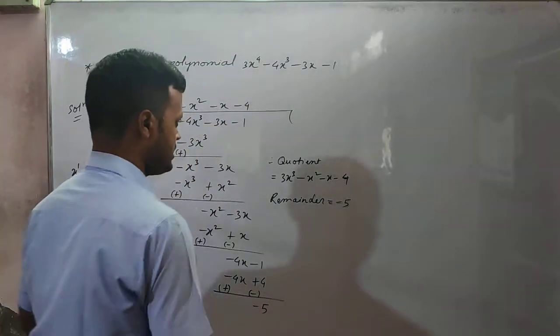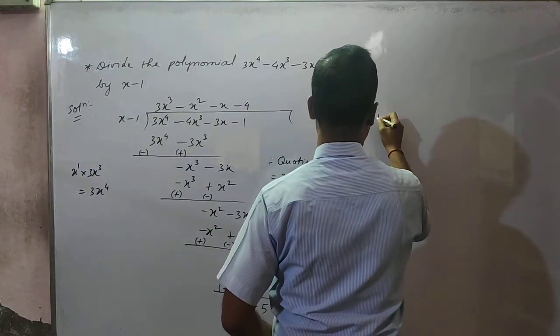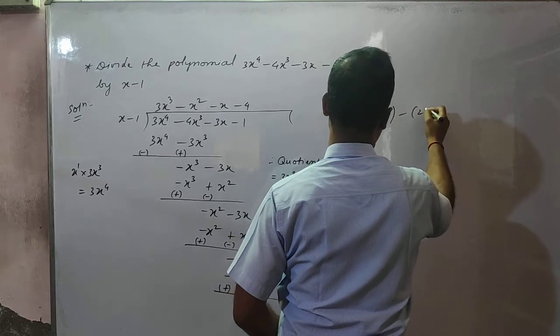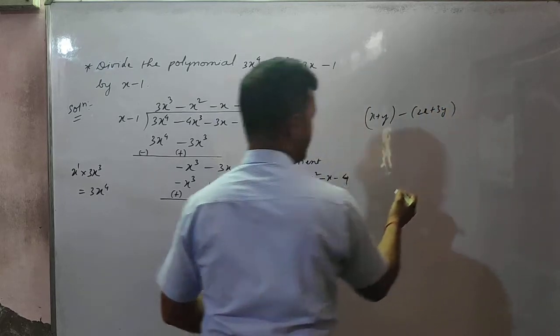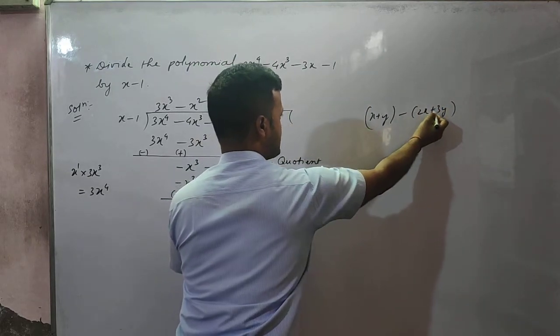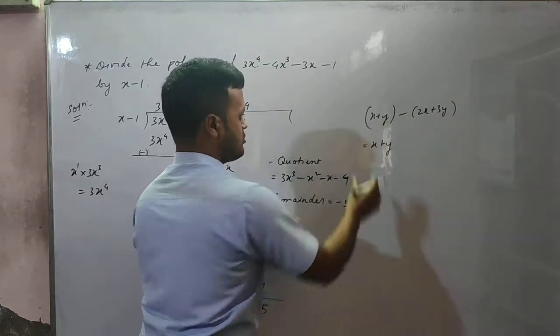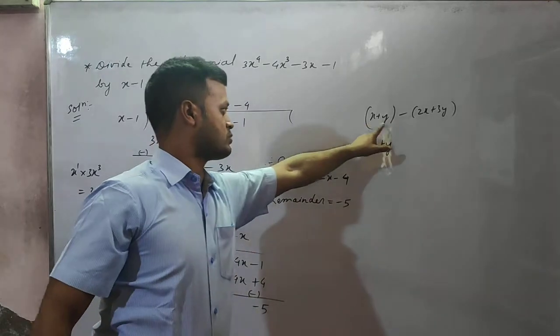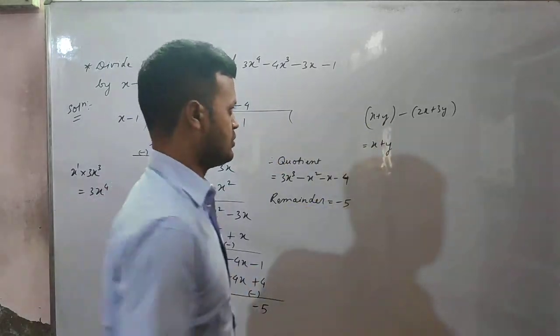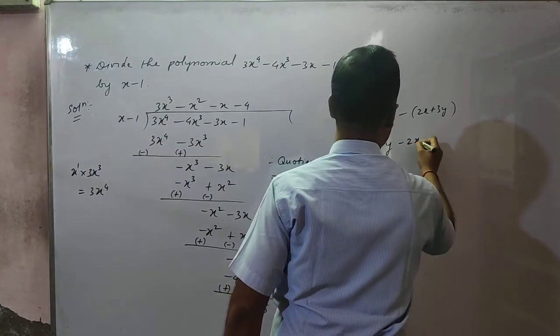Why? Because you see, if two polynomials we are subtracting, x plus y minus 2x plus 3y, then here before 2x what sign is there? Plus. Here before 3y plus sign is there. But once you open the bracket, it will become the first two terms no signs will change, but second two terms you see, minus 2x minus 3y.